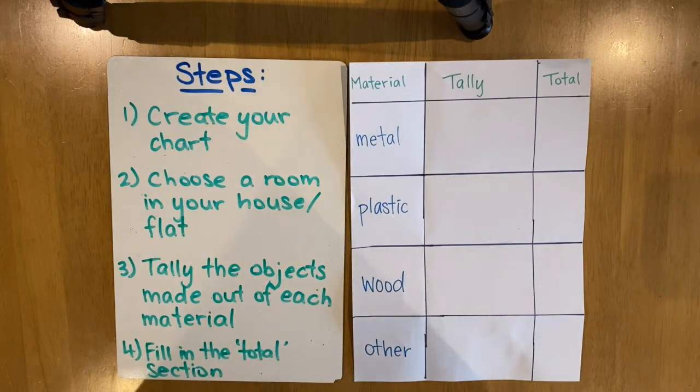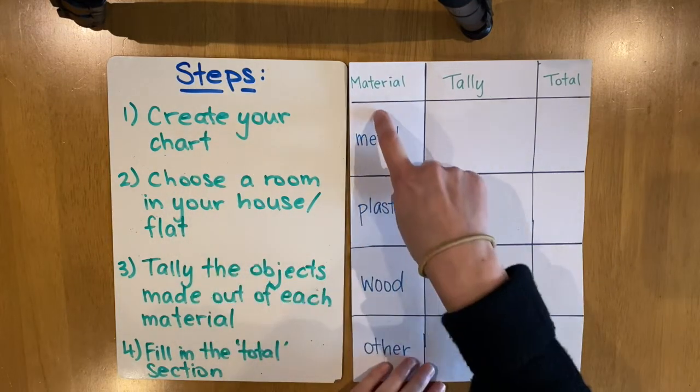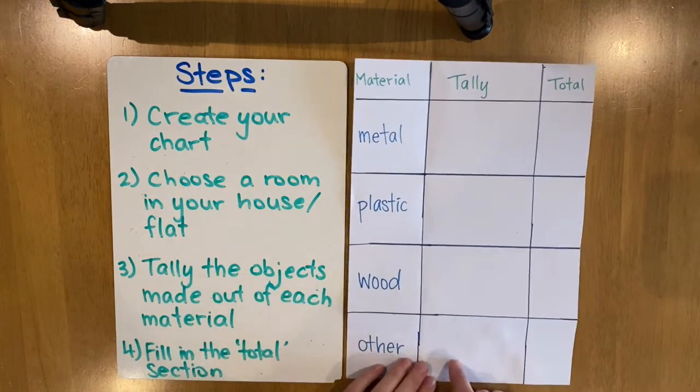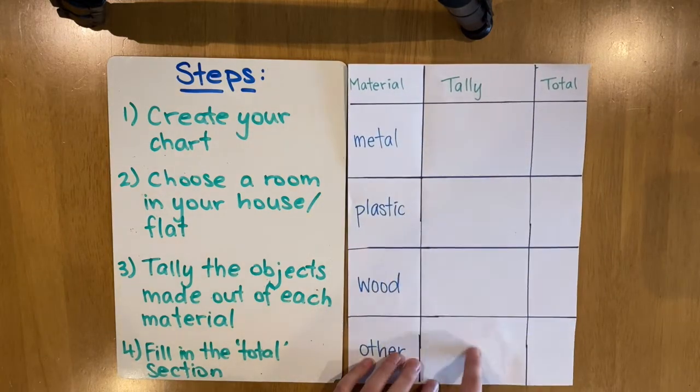Today's maths lesson is a challenge that is going to require you to move around your house. You are going to create a tally chart of objects in your house that are made up of different materials. So your first step is to create a chart that looks like this. So it's going to have 3 columns.